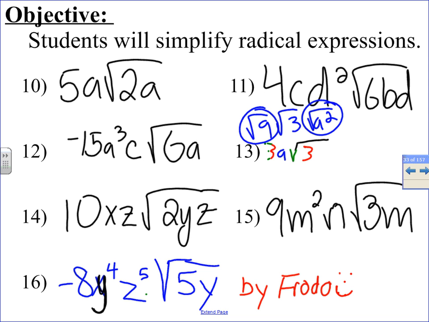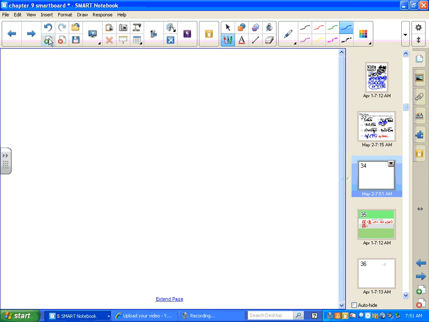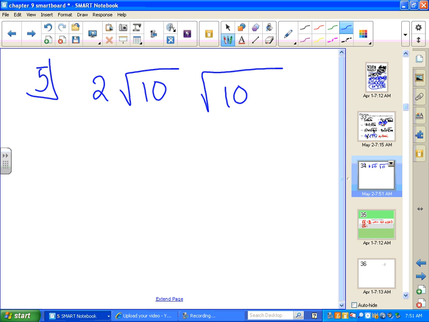You never, ever, ever change them to decimals. Ever. Annalise, you should not be using your calculator for any of these. No decimals. You're finding the perfect square that goes into it. You should not be using your calculator for any of these.